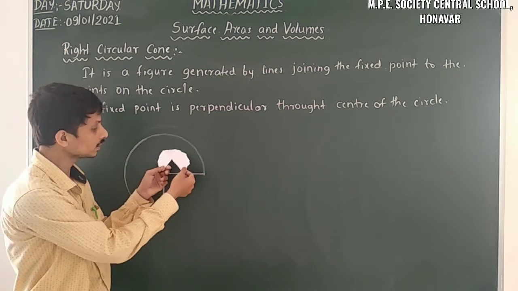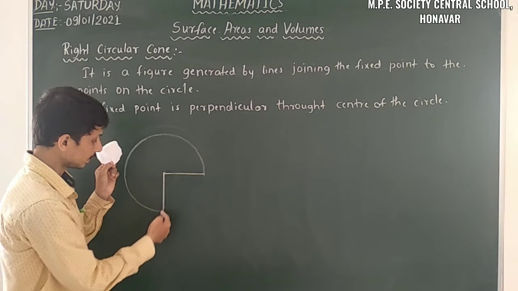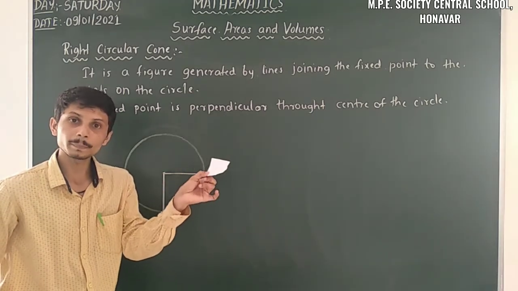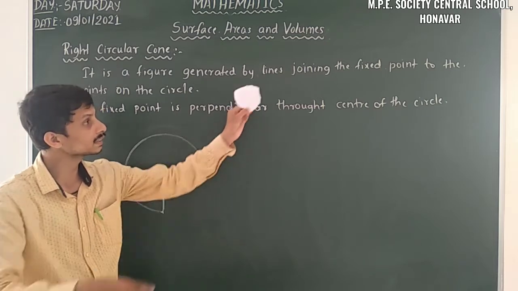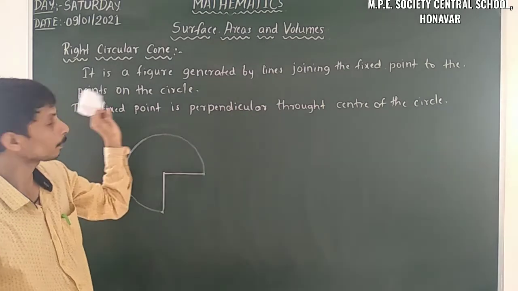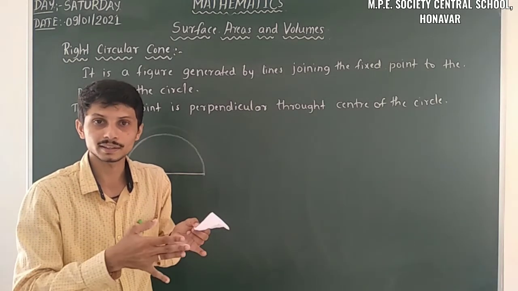After joining these two radii, it turns into a cone. But here just observe this length. Whatever this length we have, that is the line joining a fixed point to the points on a circle. So that line is nothing but the slant height.